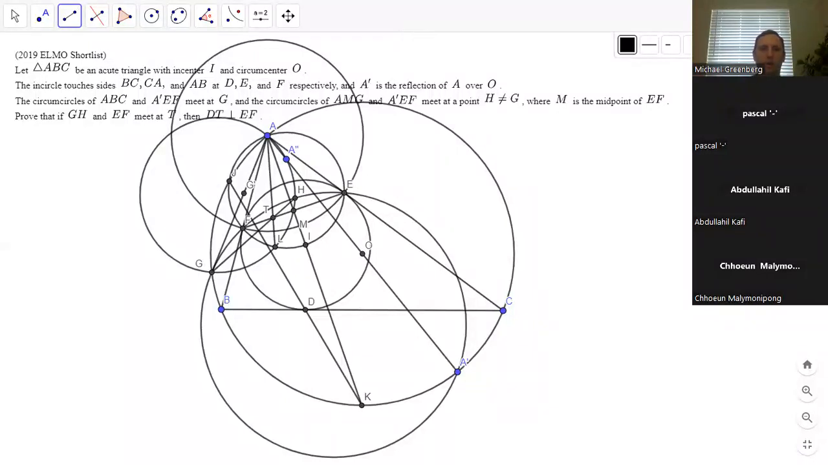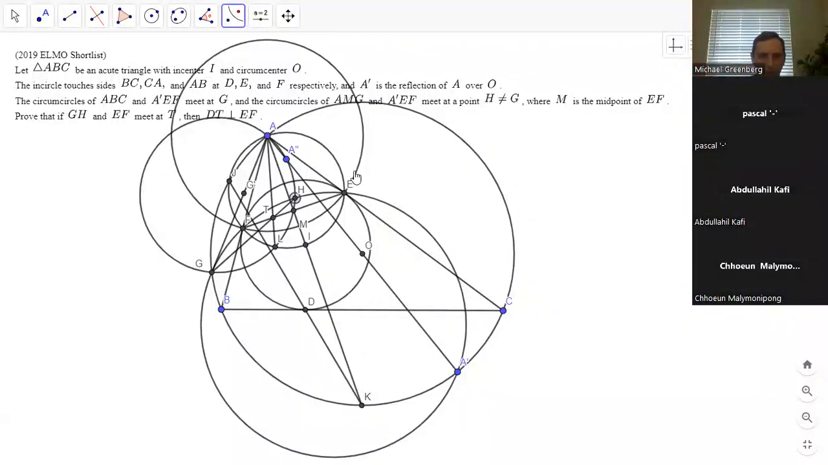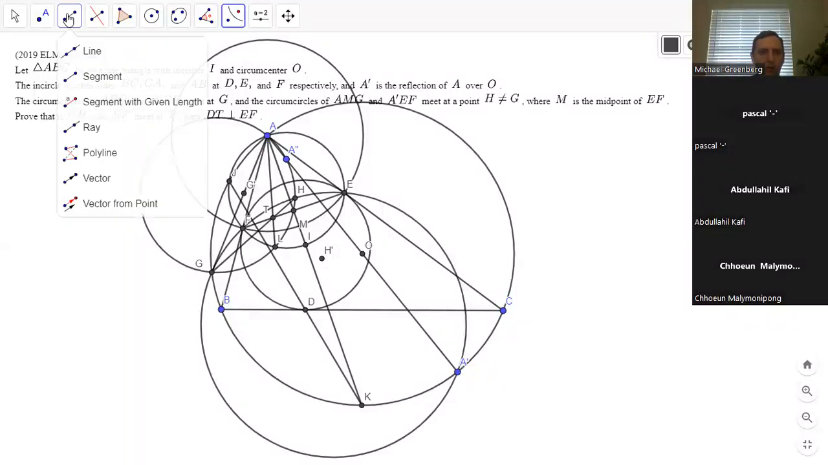So yeah, we wanted to show that JHIG is cyclic. Where does H go to? Let's see. If I reflect H, it goes to this point H prime. So G prime, H prime, I, and it's the same as showing G prime, H prime, I, J is cyclic.